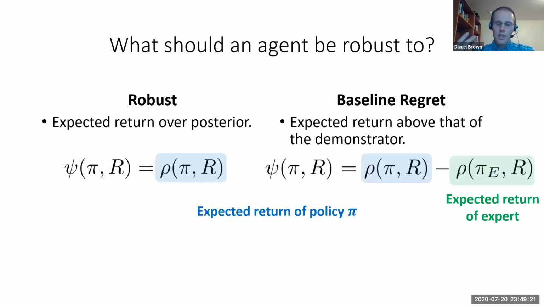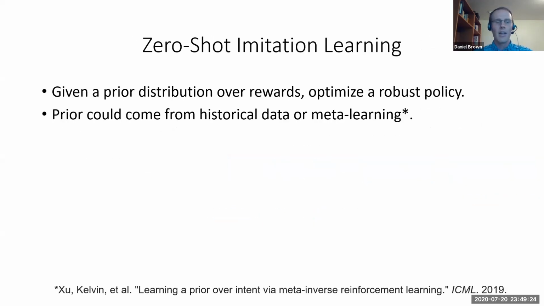Okay, so I'm going to give now two case studies that kind of look at how this method performs. The first is the idea of just zero-shot imitation learning, where I have a prior distribution over rewards, and I want to optimize a policy. I have no demonstrations. This prior could come from historical data or perhaps from meta-learning on similar tasks.